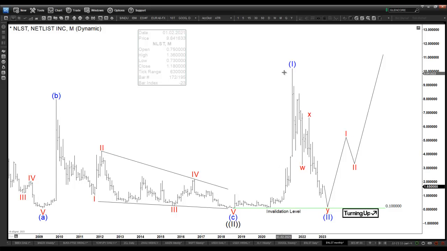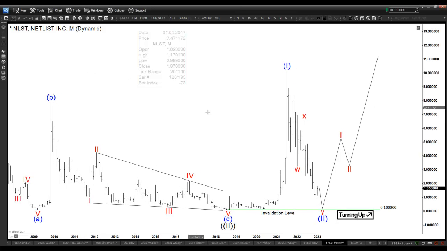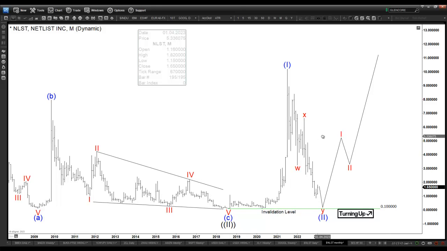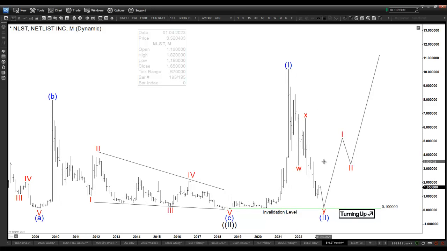The initial impulse, wave 1, has clearly ended, and now we see a consolidation lower in wave 2, which either has ended already or it is expected still for more downside. Now let's take a look at the daily structure. I will explain why it is still in progress and why the bearish sequence provides pressure for more downside.